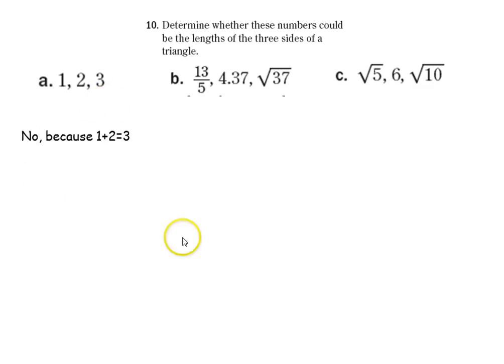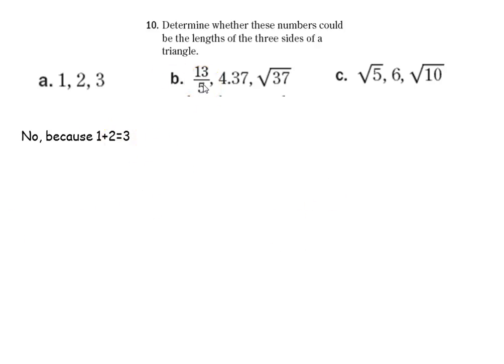And the reason why is because 1 plus 2 is equal to 3, and it needs to be greater than 3. Sure, 3 plus 2 is bigger than 1, and 3 plus 1 is bigger than 2, but 1 plus 2 is not bigger than 3, so that's not going to work. They all have to work. All those pairs have to be bigger than the third side, and it needs to be bigger than, not equal to. So that's where we have the violation here.